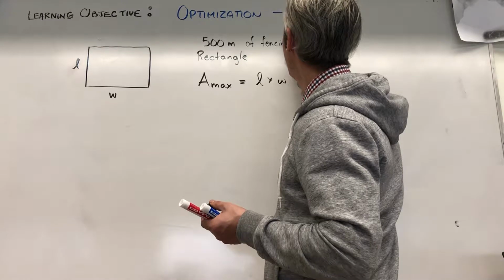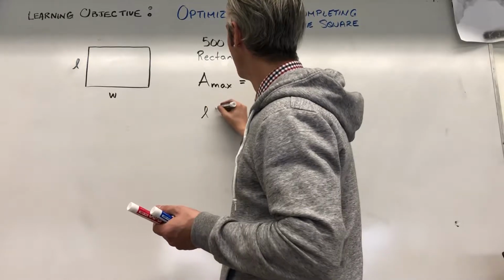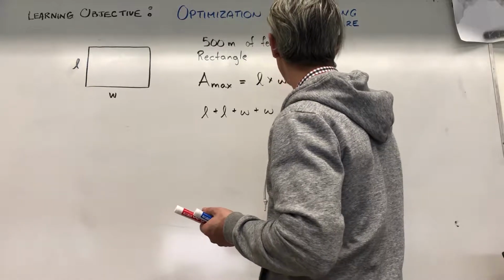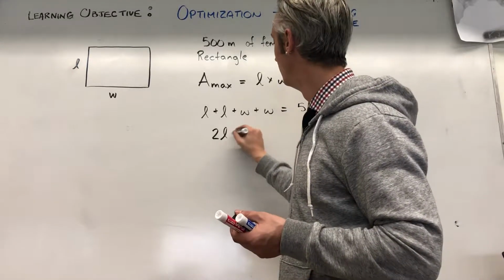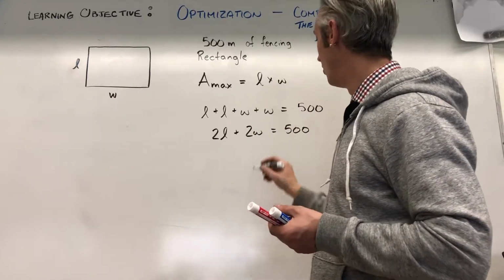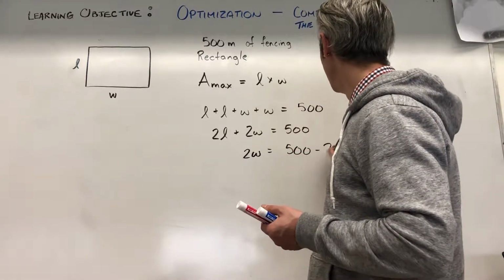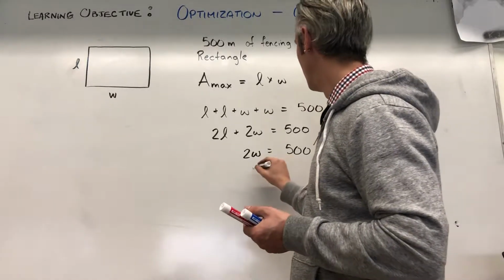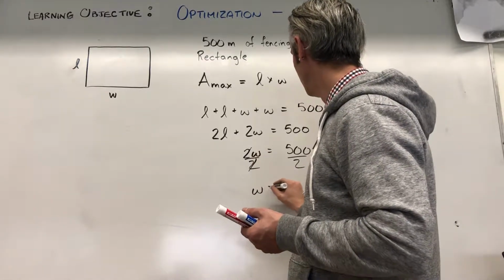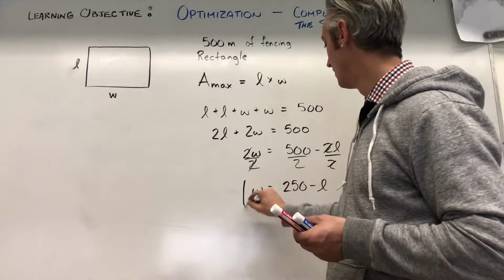So that 500 meters of fencing will have to equal my perimeter, right? So my perimeter will be 2 lengths plus 2 widths, and it will have to equal 500 meters. Or 2L plus 2W is equal to 500. Or I can write this in terms of W. 2W is equal to 500 minus 2L, or divided by 2, divide by 2, divide by 2. So I get W is equal to 250 minus L. Okay?